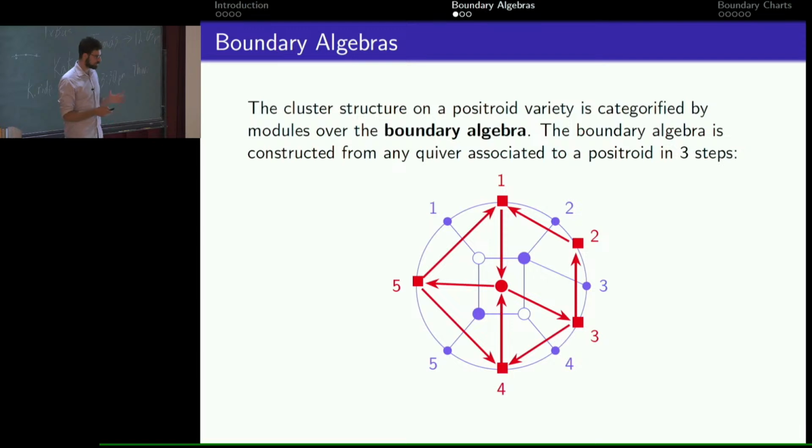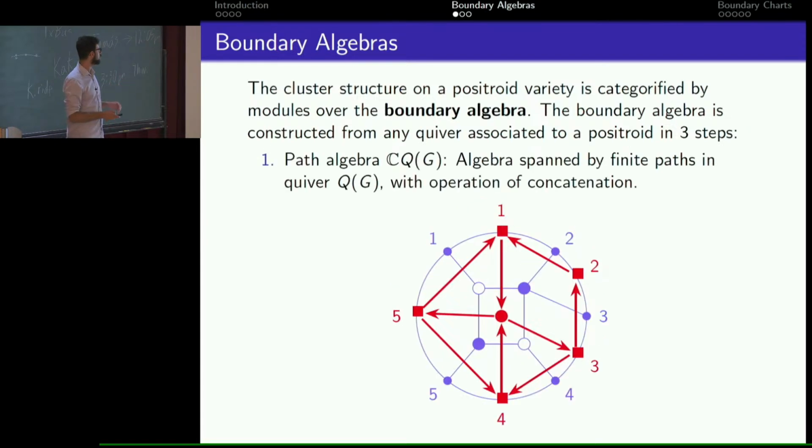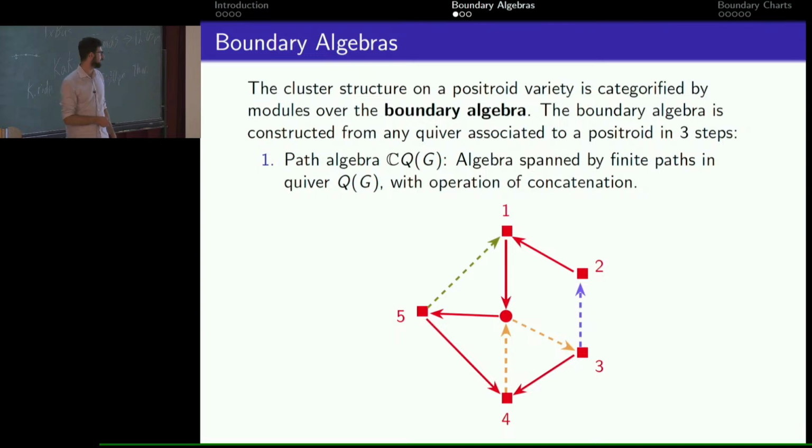And from here, we're going to do 3 little constructions. The first is the path algebra. This is the algebra on this directed graph where the elements are finite paths, and the operation is concatenation. So here are 3 elements of my path algebra on this quiver in green, orange, and blue. If I want to multiply the orange and the blue together, I'll just get the green path here, which is the 2 of them stuck together. So this is the path algebra.